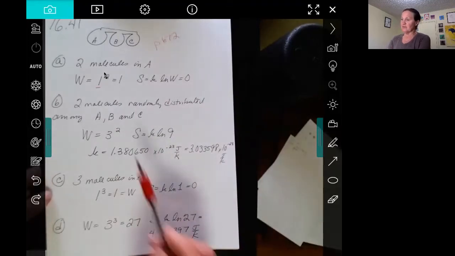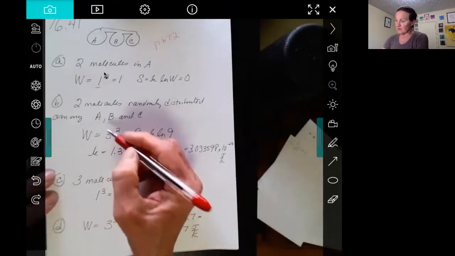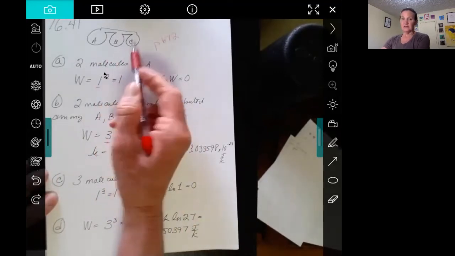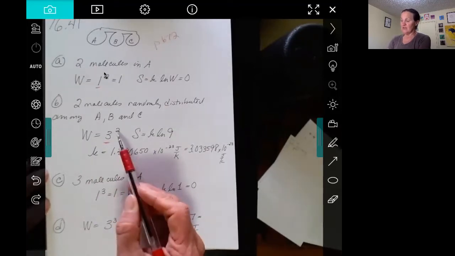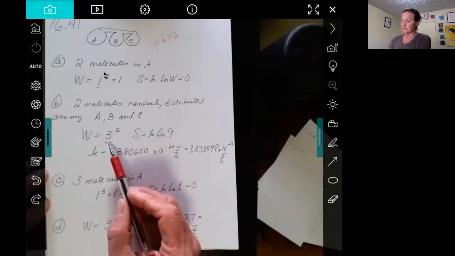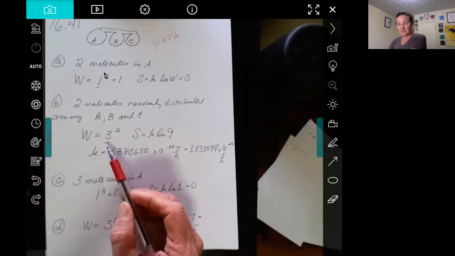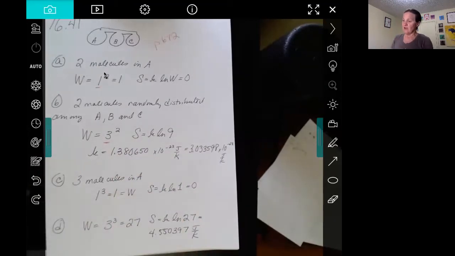So the entropy of that state is 0. If you have 2 molecules randomly distributed between A, B, and C, then there are 3 possibilities. So the number is the number of possible locations for the molecule. And the 2 is how many of them you have. So each molecule has 3 choices. If you multiply that by the next molecule having 3 choices, you get the total weight for the distribution.